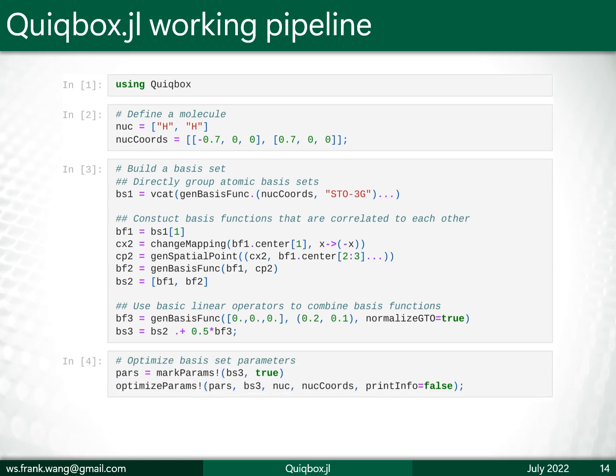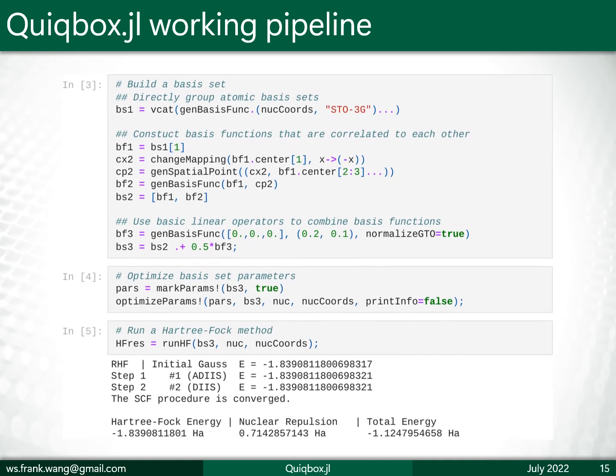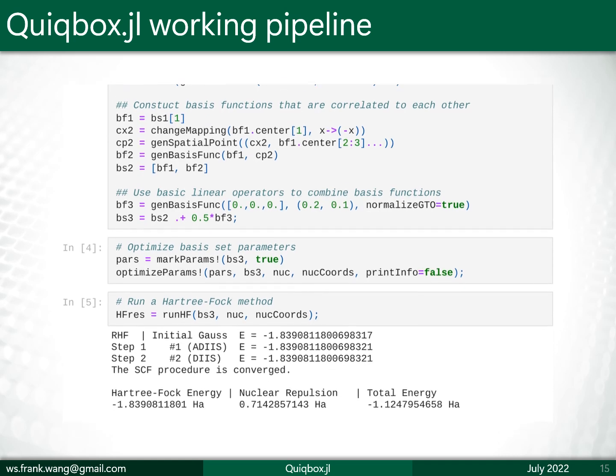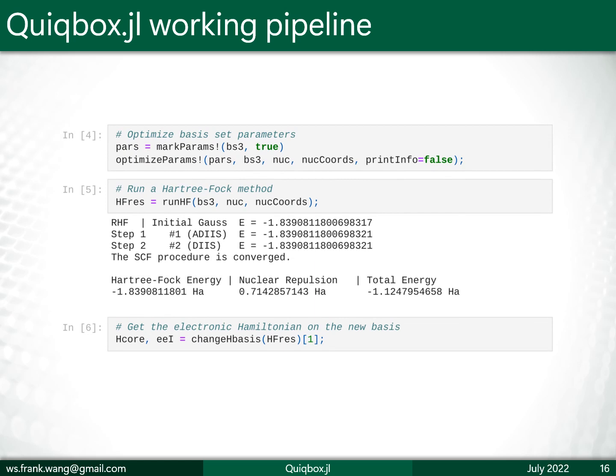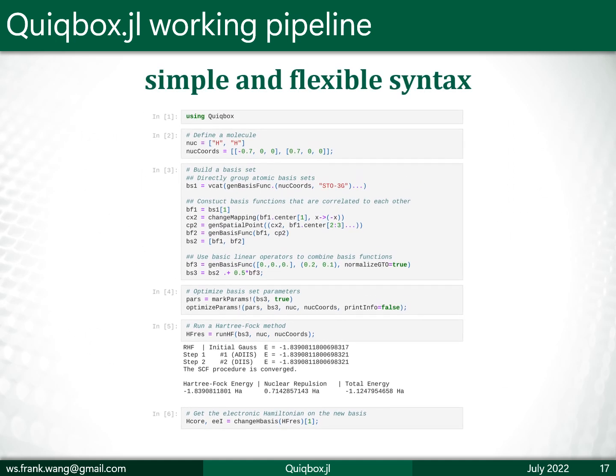Then, to optimize the basis set, you can use the built-in function markParams to mark and extract all the parameters from the basis set. You can then optimize with respect to part of them or all of them. After the basis set is optimized, you can then run a Hartree-Fock method to get the Hartree-Fock approximation of the ground state. At last, you can also get the electronic Hamiltonian with respect to the new basis generated by the Hartree-Fock approximation using the optimized basis set. To sum up, the syntax of Quiqbox is aimed to be both simple and flexible.